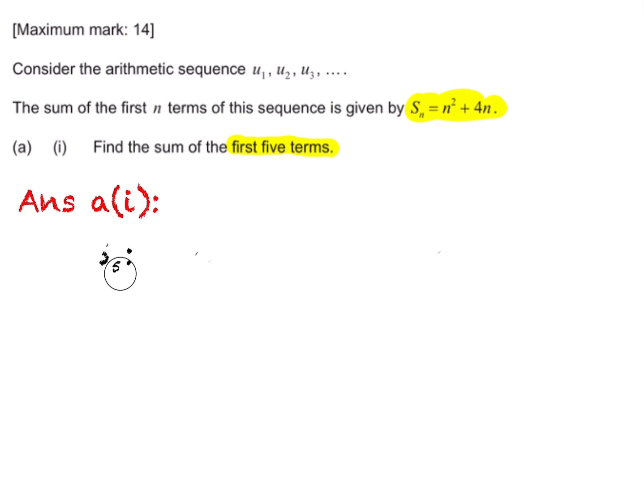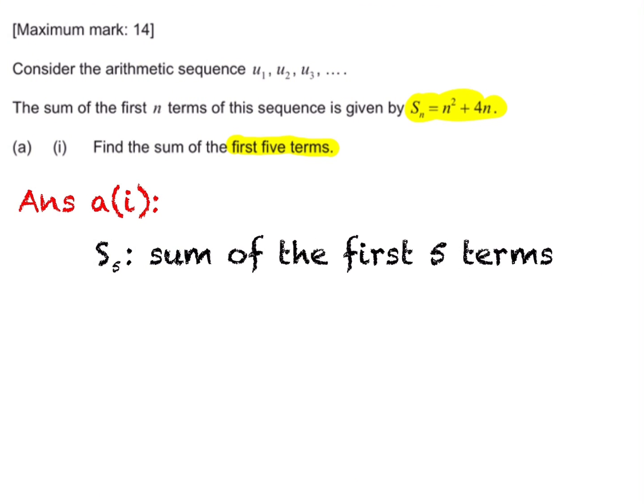Finding the sum of the first 5 terms means that n equals 5. So we substitute 5 into the formula for n. From the calculations, we can see that the sum of the first 5 terms is 45.